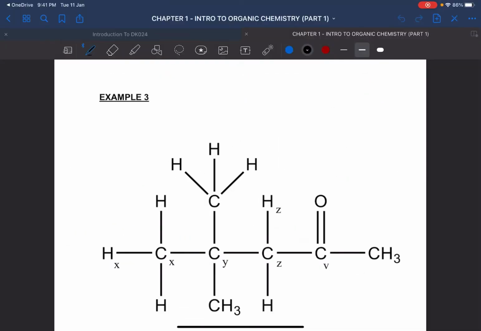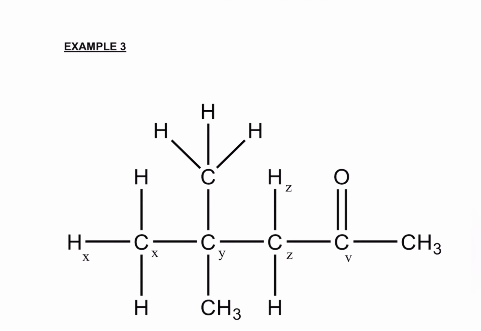Now, let's try example with me. I want you to classify certain atoms in this molecule. Specifically, I want you to classify HX, CX, CY, CZ, HZ, and CV. So, in order for you to start, please remember you have to start classifying the class of carbon atoms first. And then after that, continue with the class of hydrogen atoms. So let's go to CX first.